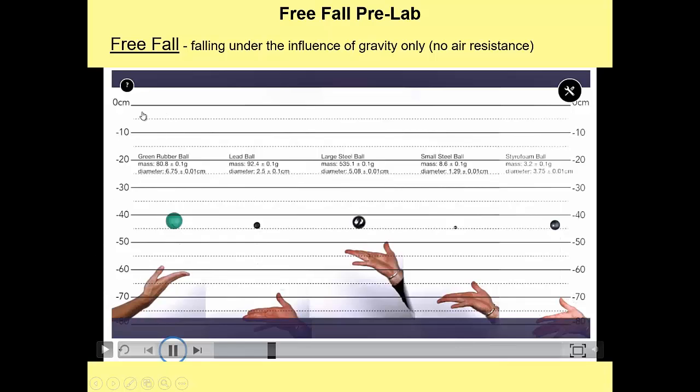Notice this is less than a meter. It's a centimeter scale. They're going to go less than a meter. So we can ignore the effects of air resistance here pretty well because of the types of objects we're going to use. So we're going to ignore the styrofoam ball.